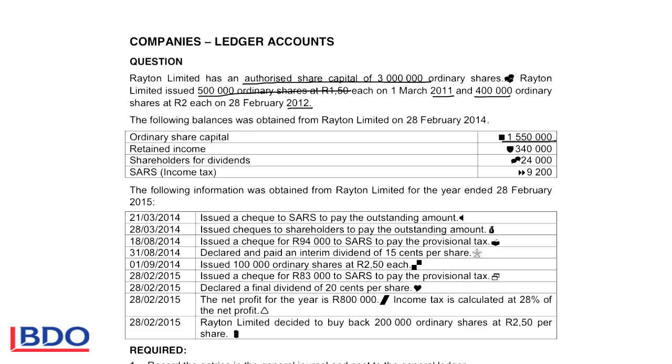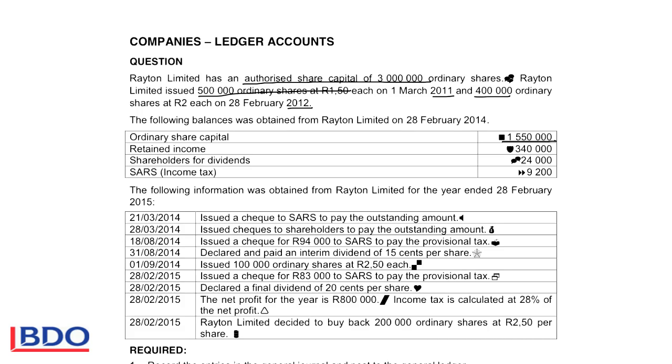Then the retained income is also provided. Shareholders for dividends, so that was dividends that was declared at the end of the previous year, that was not paid and will be paid in the beginning of the current financial year. SARS income tax means that we didn't pay enough provisional tax payments the previous year, so that is the amount that's owed to SARS. Then the following information was obtained from Rayton Limited for the year ended 28 February.